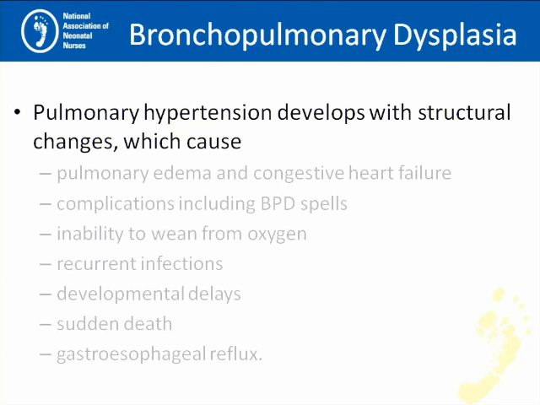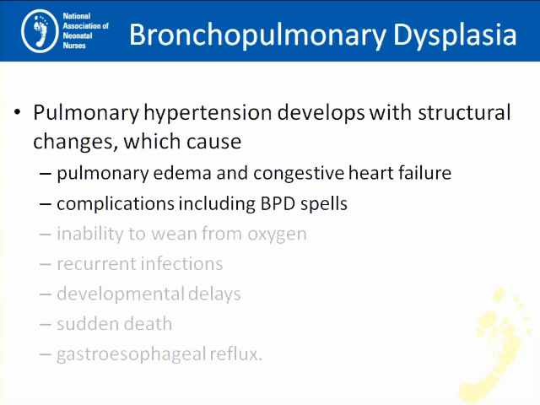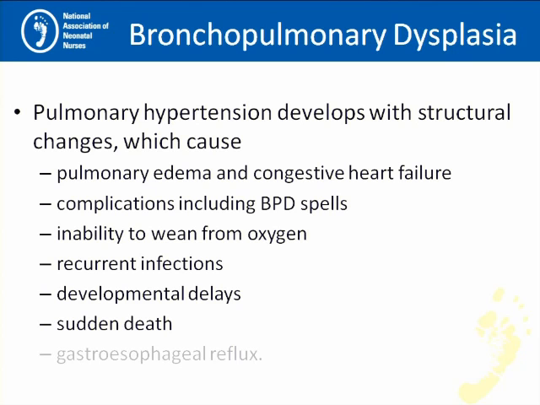Pulmonary hypertension develops with structural changes, which cause pulmonary edema and CHF in the most severe cases. Complications include BPD spells, which are severe bronchospasms with desaturations, inability to wean from oxygen, recurrent infections, developmental delays, sudden death, and gastroesophageal reflux, which is a progressive disease.